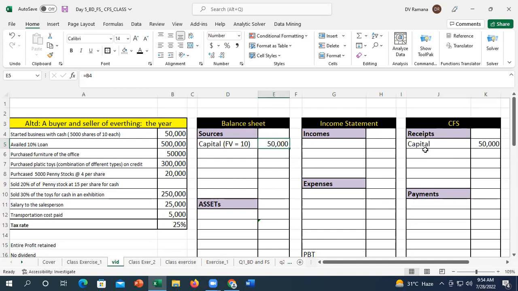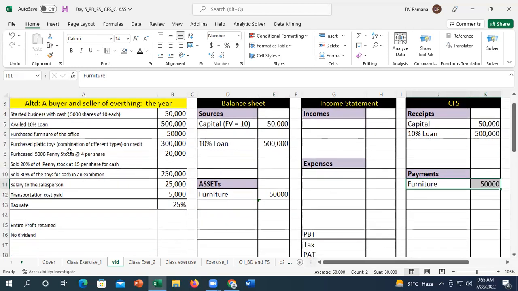The company availed a 10% loan, which is a receipt, and the amount of the loan is 500,000, and loan is a source, is a liability. So till now there is a receipt, no income, but capital and loan. Purchase furniture for the office. So purchase furniture for the office obviously is not an operating goods, and the value of the furniture is 50,000. And the purchase, nothing is mentioned. We will assume that the furniture has been purchased for cash.